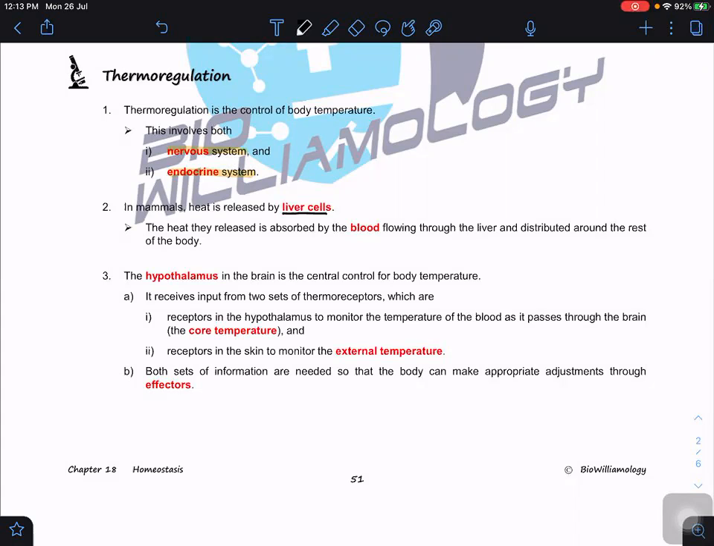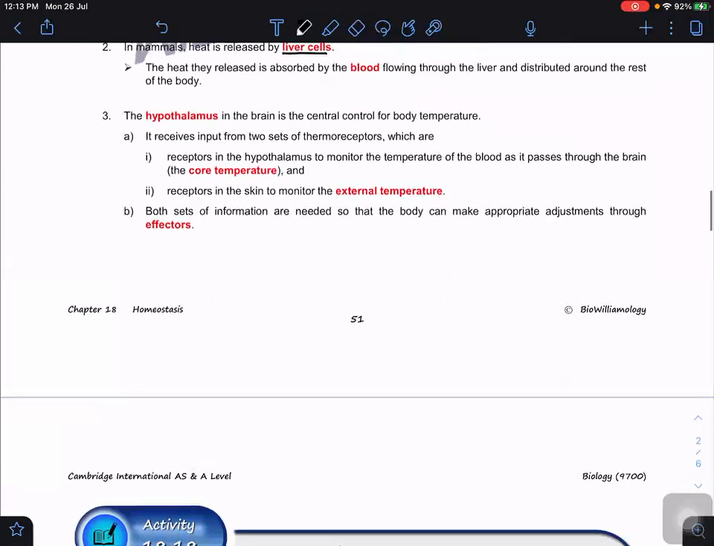Okay, so as I said, we need two sets of input. The hypothalamus in our brain acts as a control center for our body temperature. The first receptor, at the hypothalamus, monitors the temperature of the blood when it passes through the brain. So this one detects our core body temperature.